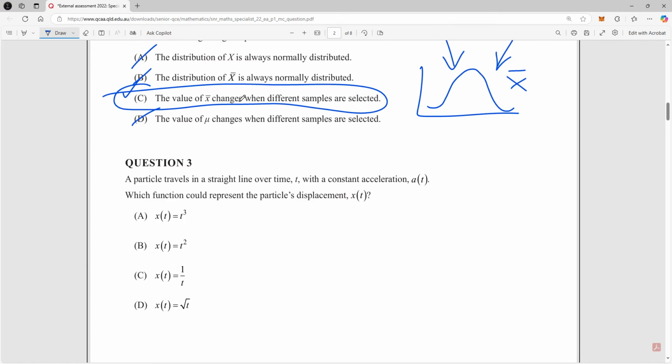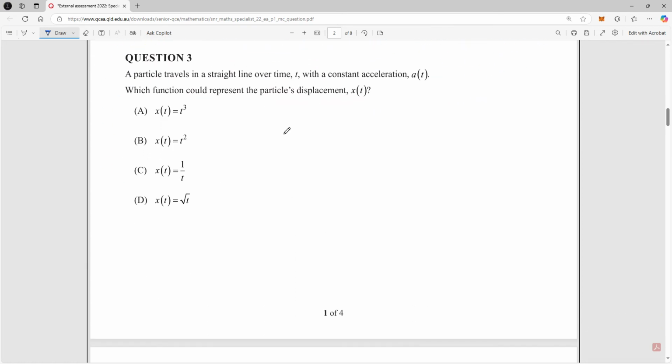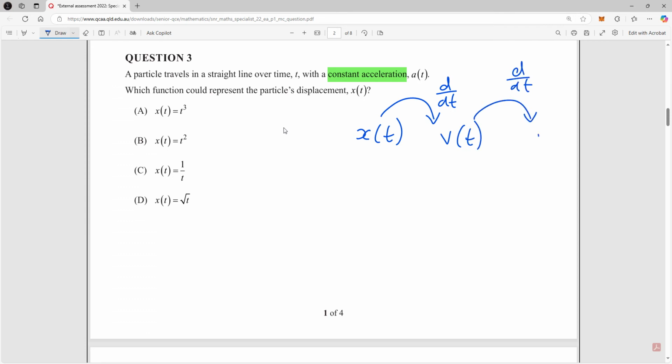Okay? Alright, let's move on to question 3. A particle travels in a straight line over time t with a constant acceleration, and acceleration is a function of time. Which function could represent the particle's displacement x(t)? Now, the key word here is constant acceleration. If you differentiate position with respect to time, you're going to get velocity. If you differentiate velocity with respect to time, you're going to get acceleration. So we want a function where if we differentiate it twice, we just get a number, like 5 or whatever it is, okay?